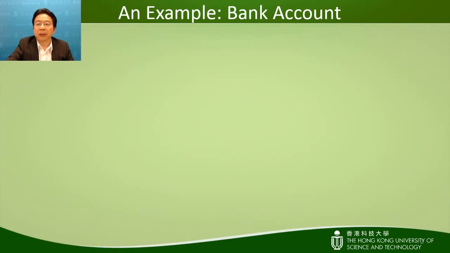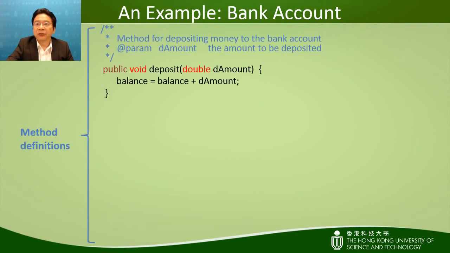The rest of the program is method definitions. 3 methods will be defined here. The first one is deposit, which is used for depositing money to the bank account. It takes one parameter, amount, of double type, which is the amount to be deposited to the account. The statement here adds the amount to the instance variable balance, and the result is assigned back to balance.